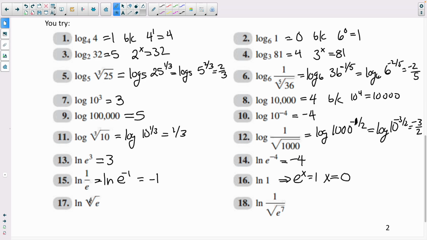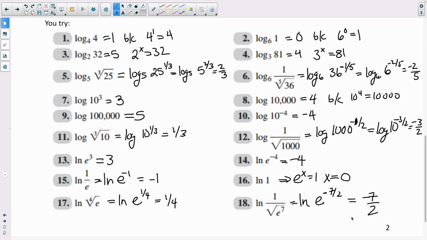Natural log of the 4th root of e, this is the same as natural log of e to the 1/4, and so I get 1/4. And our last one, natural log of 1 over the square root of e to the 7th, is the same as natural log of e to the negative 7/2. So I'm rewriting this using a fractional exponent. And so our answer is negative 7/2.